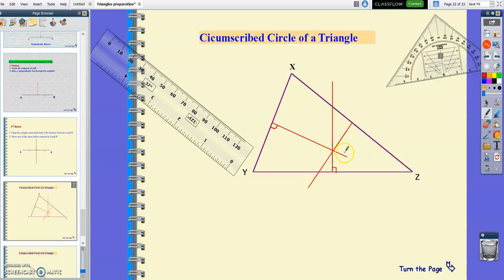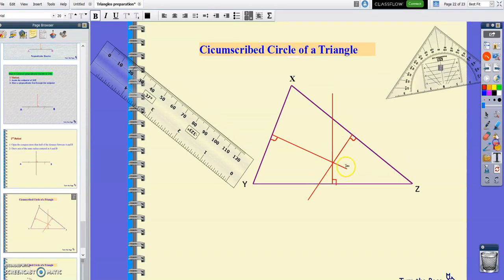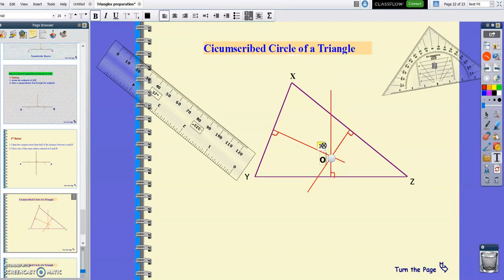Note that the 3 perpendicular bisectors meet in one and only one point. So they are concurrent, because they meet in only one single point. This point is called the circumcenter of triangle XYZ. So suppose that this point is O. So O is the circumcenter. I'll write it here. XYZ.